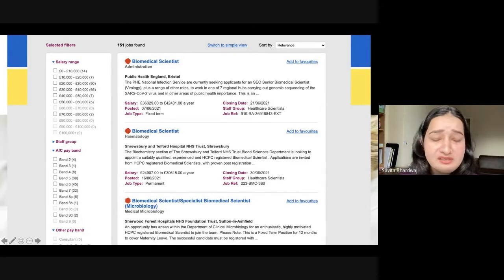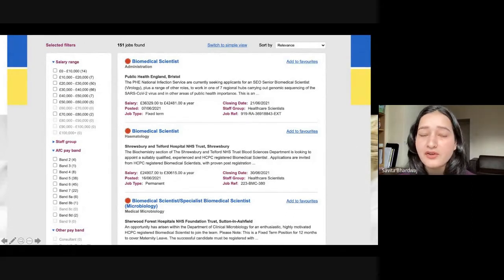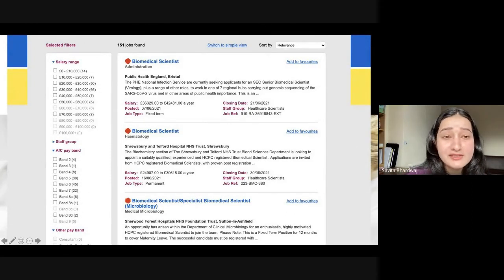So LinkedIn is the best option, but the second option is the government website. This is the government website, NHS, National Health Service. Here you can apply for biomedical scientist, doctor, radiologist, anybody who is working in the healthcare system. So this is where I want to apply.